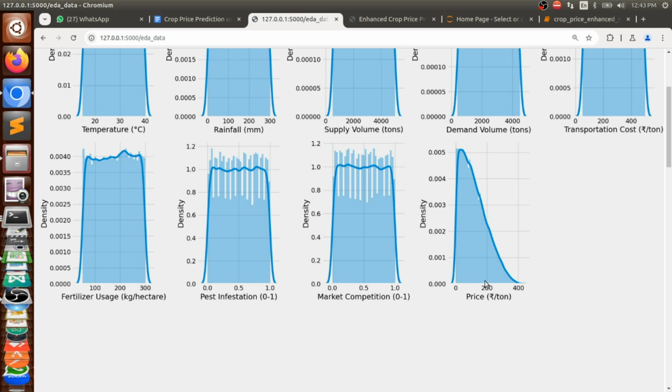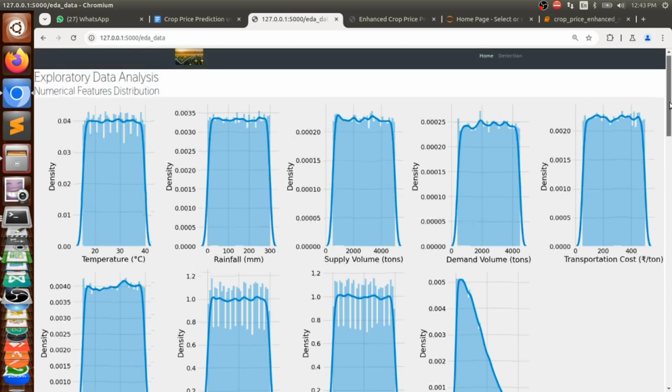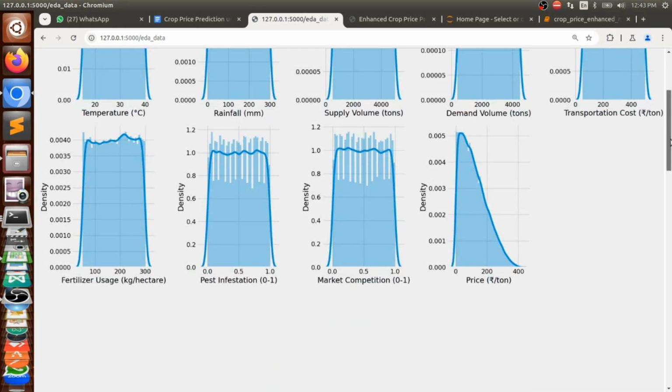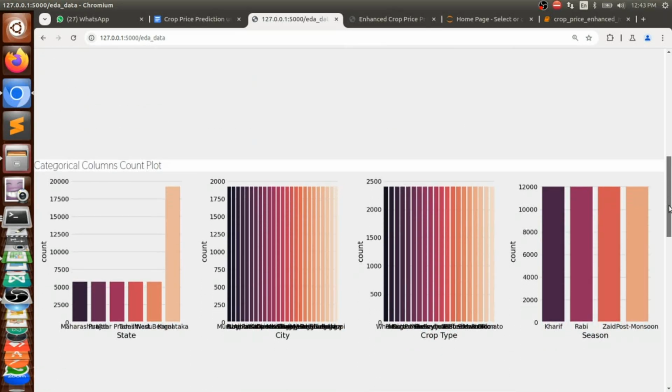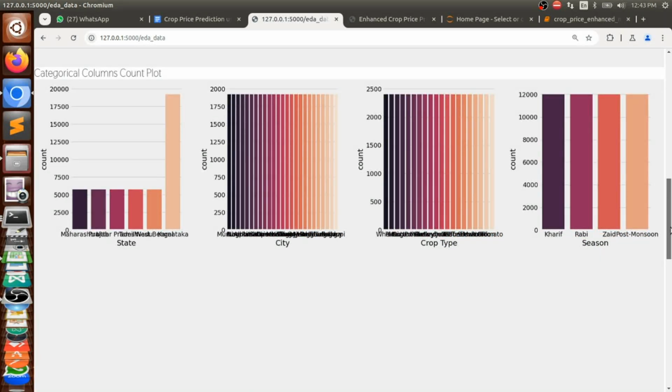As for price, most crops have prices around 0 to 200. There are fewer from 200 to 400, and like this it gives us the distribution of every parameter. You can see how the data is distributed, in which range there are values and in which range there is no value. Same thing for categorical columns.